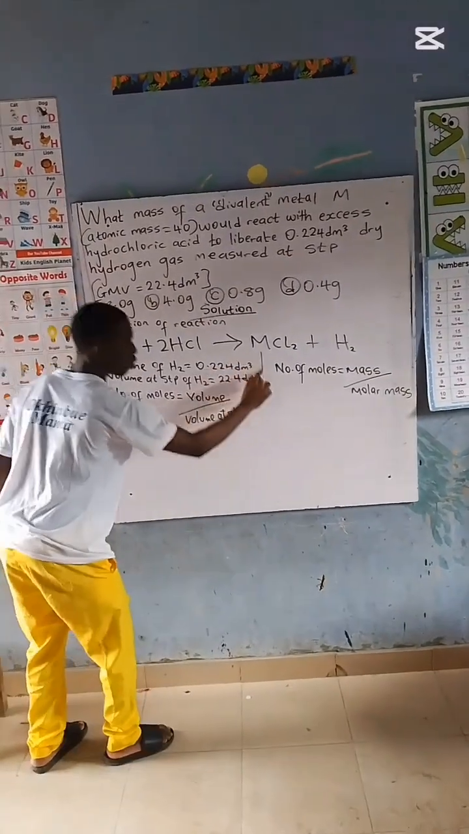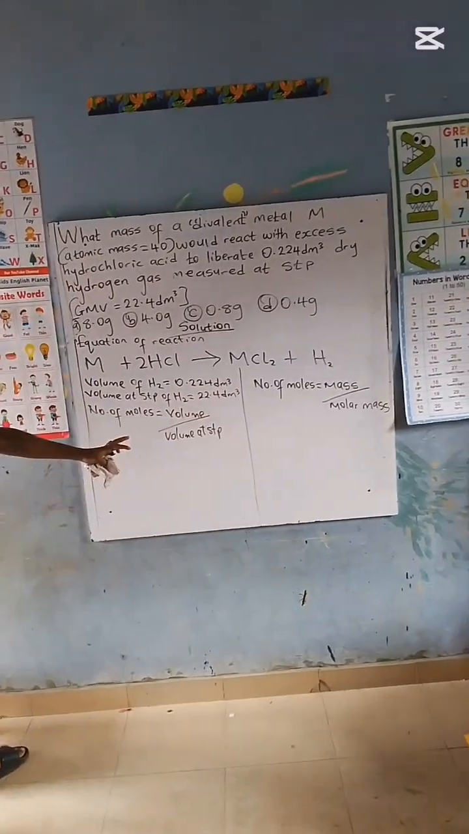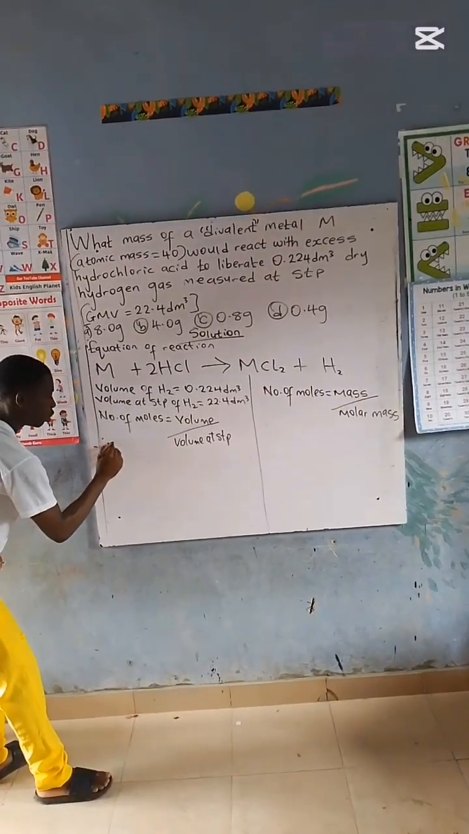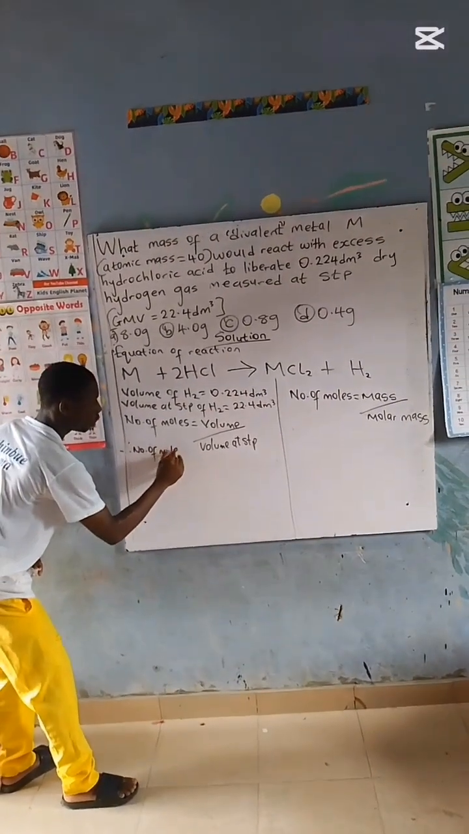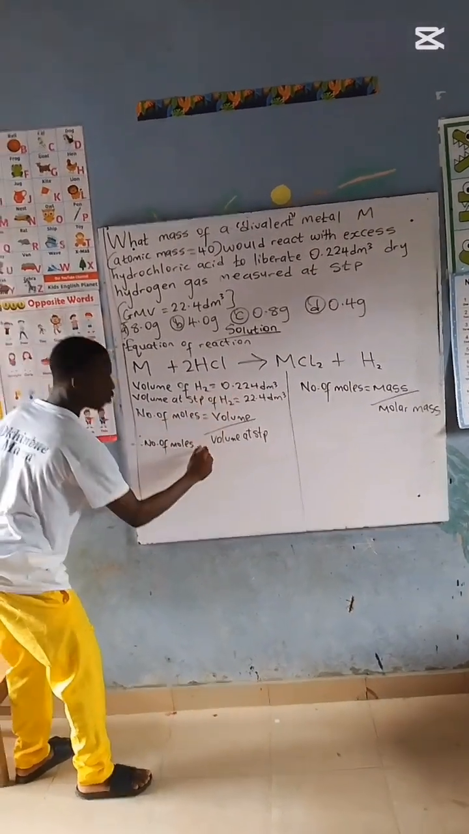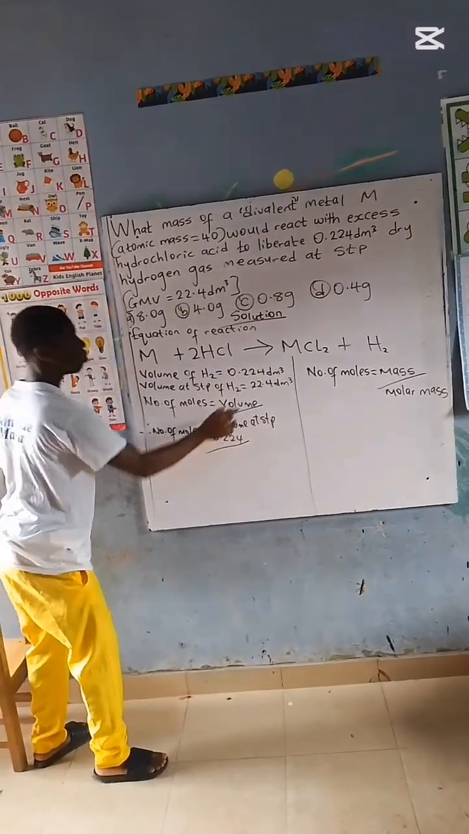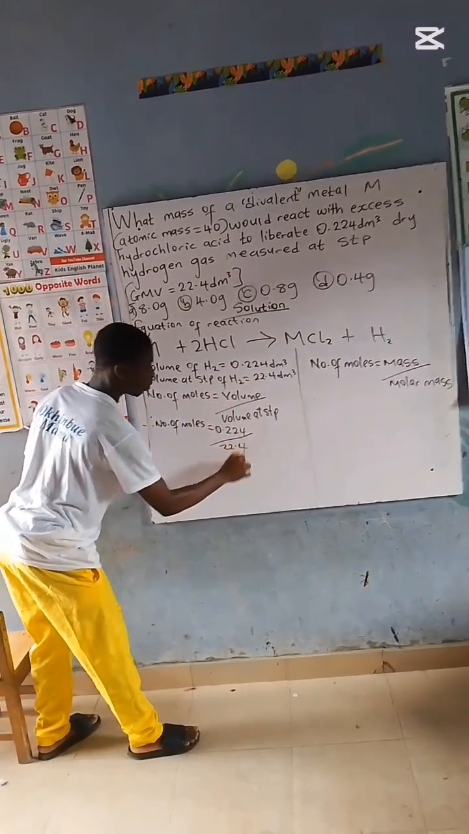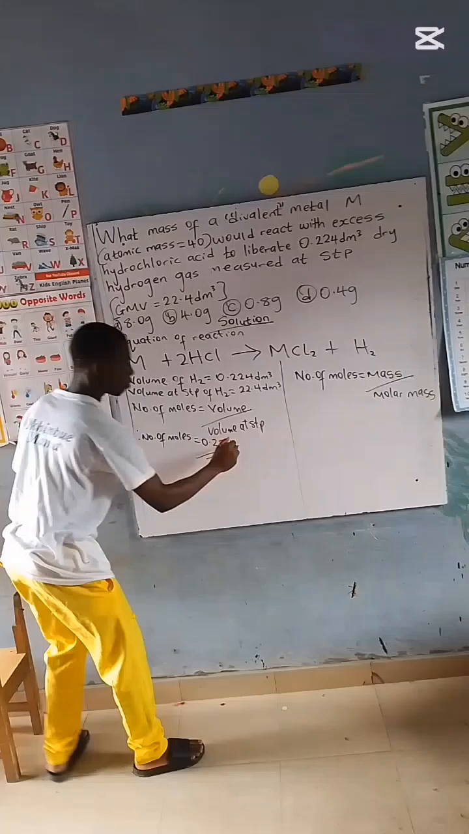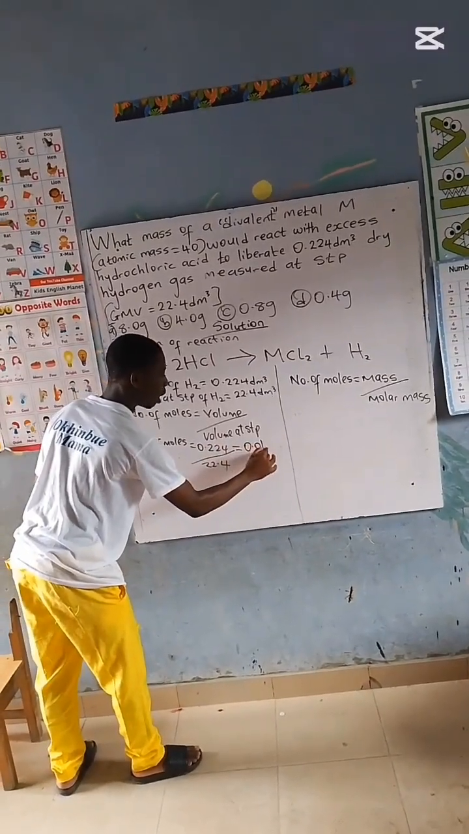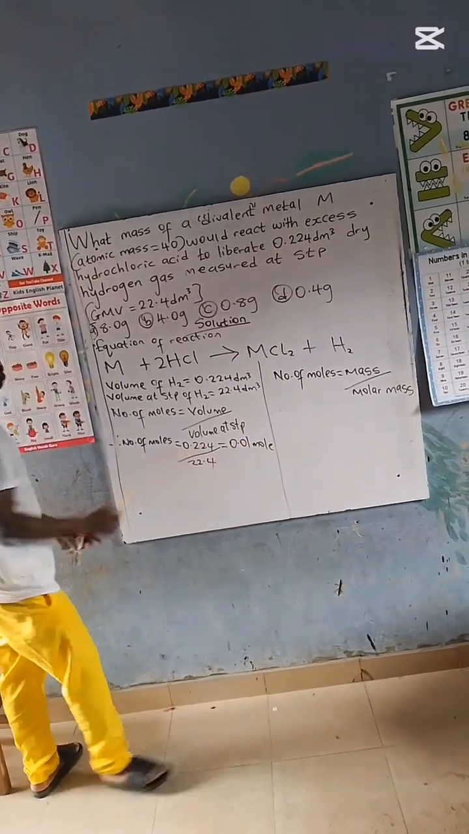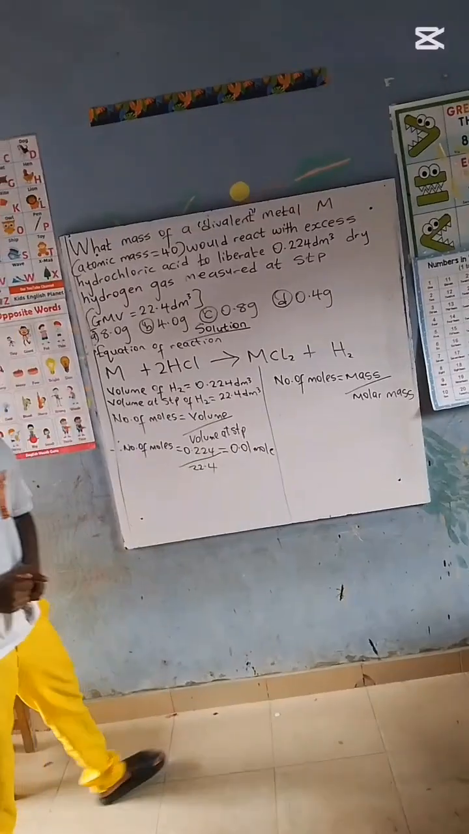Let me divide this volume by the volume at STP. Therefore, number of moles will be equal to what? The volume is 0.224. Volume at STP is 22.4. When you divide it, you get 0.01 mole.